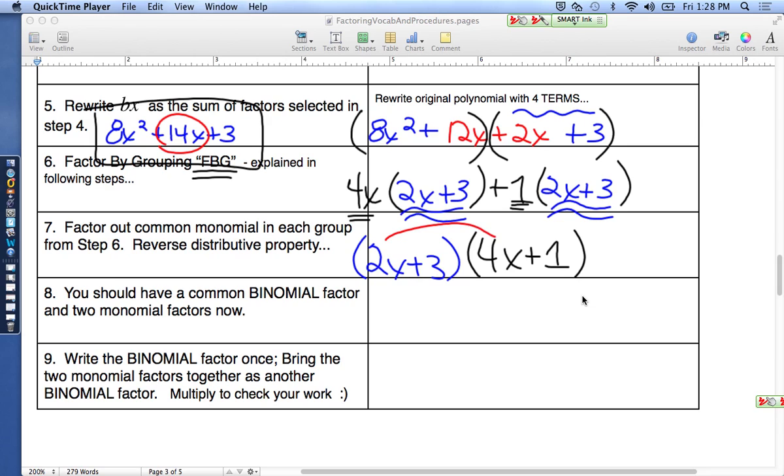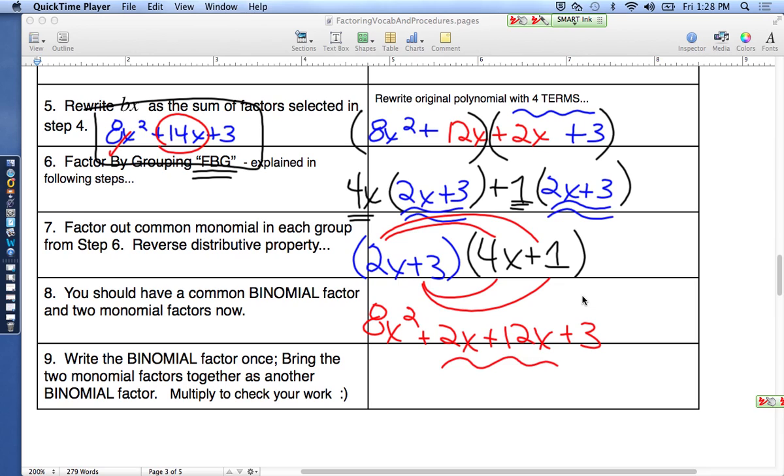So 2x times 4x gives me the 8x squared. 2x times 1, and 3 times 4x, and then 3 times 1. And when I add 2x and 12x together, I get 14x, giving me the polynomial that I originally started with.